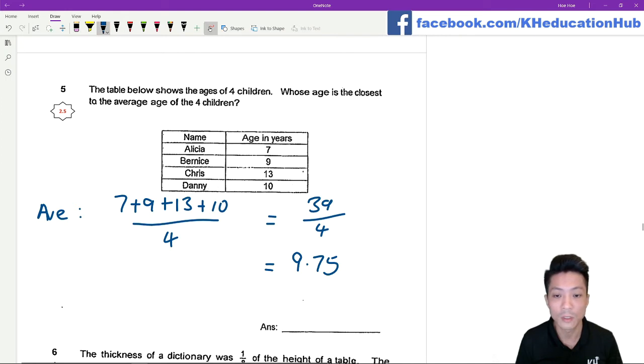So who is the closest? Is it either Bernice or Danny? Okay, but 9.75 is closer to 10 than 9, which means that Danny is the one that is the closest.